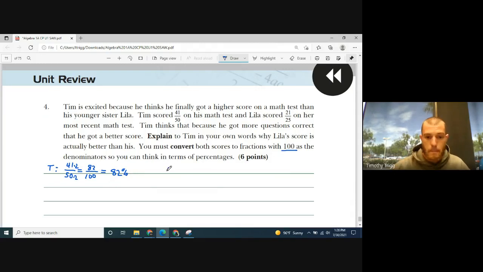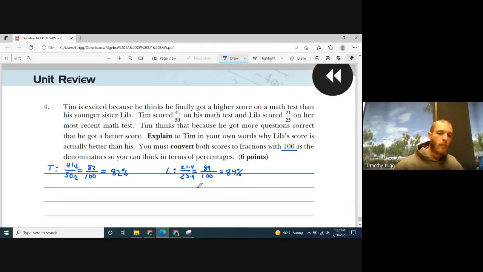So Leela, she got 21 out of 25. Now I want to change her fraction to a fraction with 100 in the denominator again. So 25 times what gives me 100? Well, 25 times 4 gives me 100. To keep the fraction equal, I multiply the top by 4 as well. 21 times 4, that's 84. So Leela got 84% on her test.